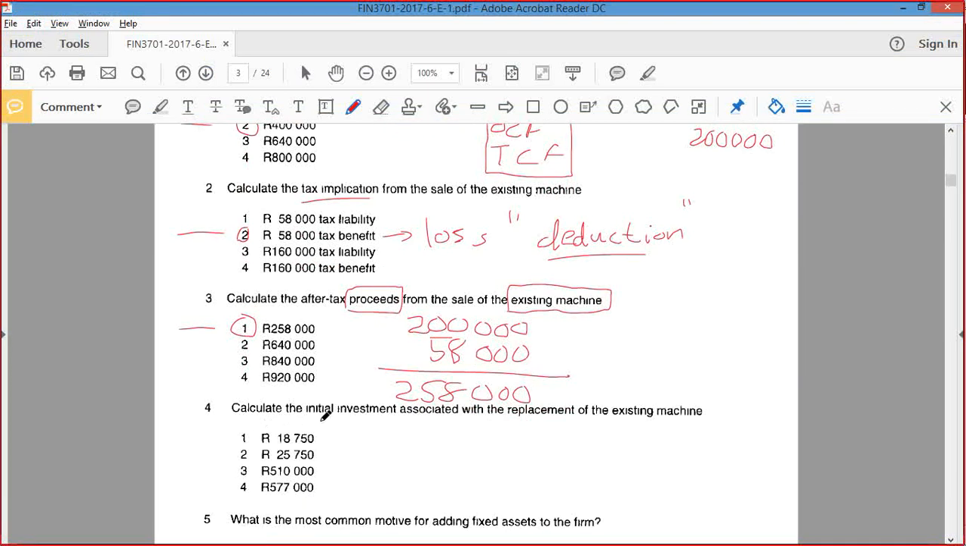Next, calculate the initial investment associated with the replacement of the existing machine. Remember we spoke about the importance of this word replacement. Okay, so can I go through this and you tell me? So we're looking at 775,000 as your starting figure for the new machine. That's what the cost will be, because you've got your 750. Did you get an answer here, and then we can check it when I go through it? I haven't actually done that yet, but I just want to go through it.